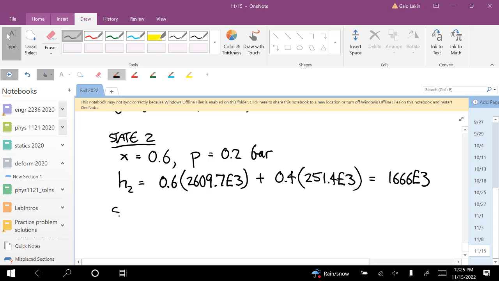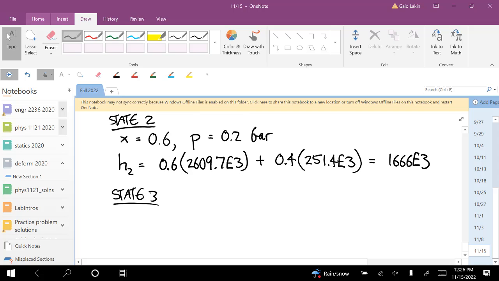State 3, what's the situation? Saturated liquid? That's right. And it's still at that same pressure that it was at state 2, so we can just use this value that we looked up for the saturated liquid, 251.4 times 10 to the third.